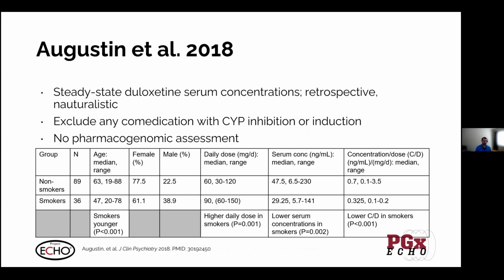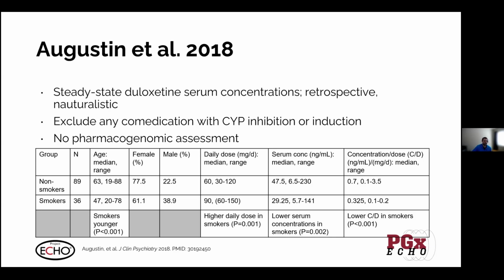So this first study, I think really key to point out, was a retrospective pharmacokinetic assessment of steady state duloxetine concentrations, comparing smokers to non-smokers. They did exclude any co-medication with CYP inhibitors or inducers, but like I said, they did not assess CYP1A2 genotype or phenotype with this study.